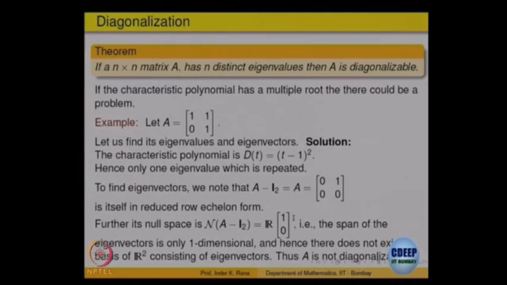So, that means I cannot find a basis of R2 consisting of eigenvectors. What does the previous theorem tell me? This matrix is not diagonalizable, because there is only one eigenvalue and for that eigenvalue lambda equal to 1, I can find only one linearly independent eigenvector because the solution space has dimension 1. So, it depends on whether, for a repeated root, I can find that many linearly independent eigenvectors for it or not. Essentially it boils down to that.